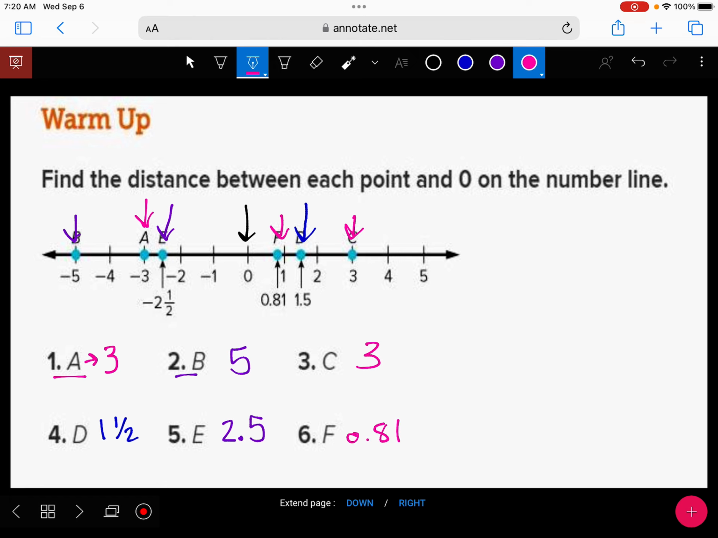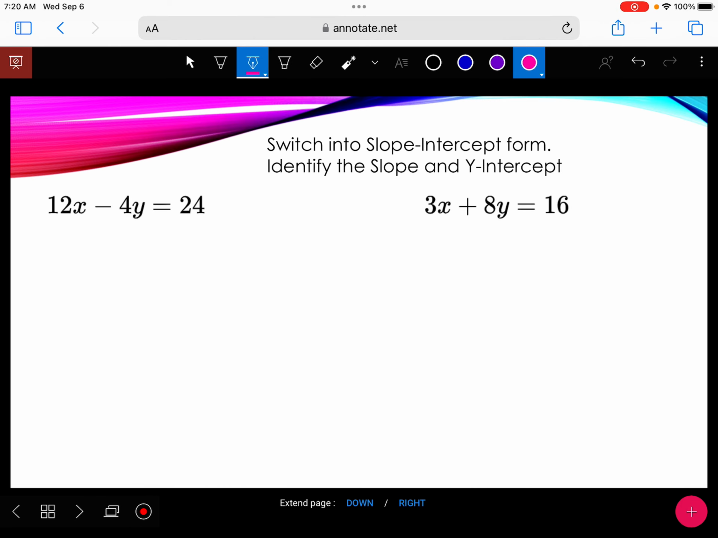Okay? Today we're going to move in a different direction, and we are going to be looking at switching around forms. We talked a lot about our forms of lines in the last chapter, when it was in standard form, when it was slope-intercept form, but we never really changed from form to form. So that's what we're going to do. We are going to switch into slope-intercept form today. Identify the slope and identify the y-intercept.